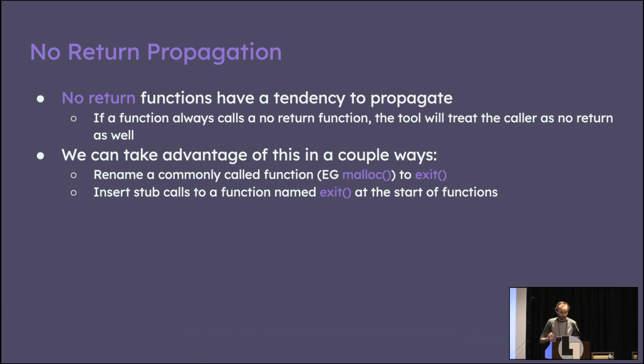And there's a couple ways we can exploit that. A really dumb way might be to just take something that's called all the time, like malloc, and rename it to exit, so that everything that calls it will be assumed to be no return. Or we could do something a little more complicated, like create a stub function, name that exit, and just call it at the top of every other legitimate function. Not really changing the behavior, but making it look like every function starts with a call to exit, which totally breaks analysis.